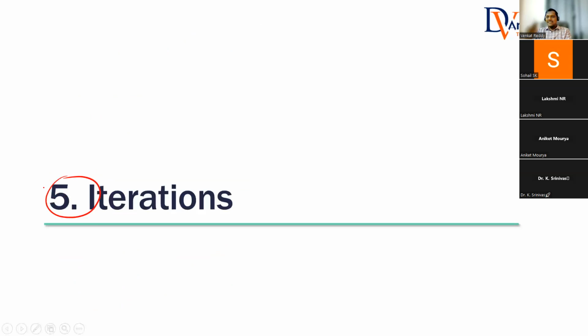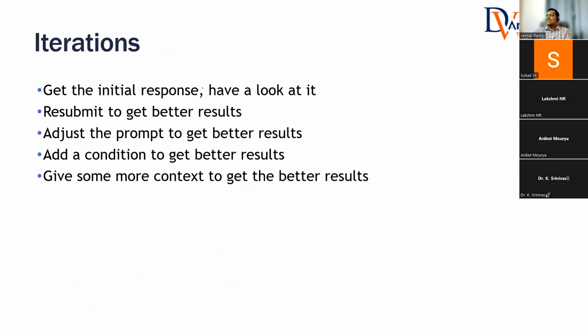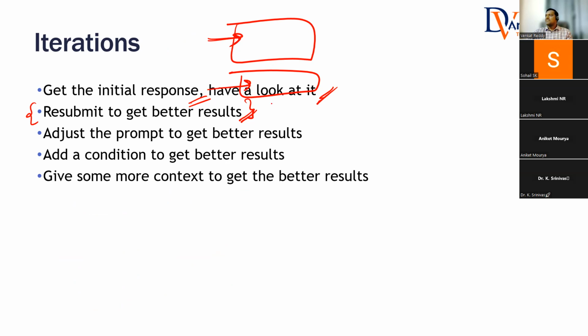The answer that you're looking for may not come to you in the first go itself. You have to get into multiple iterations: get the initial response, have a look at it. Sometimes you just need to resubmit it. But a lot of times I have seen people just resubmitting. I have sent a prompt, I got the output, but I'm not happy with this output, so we tend to resubmit, regenerate. Now that is very irritating, not only for us, it is irritating for ChatGPT also.